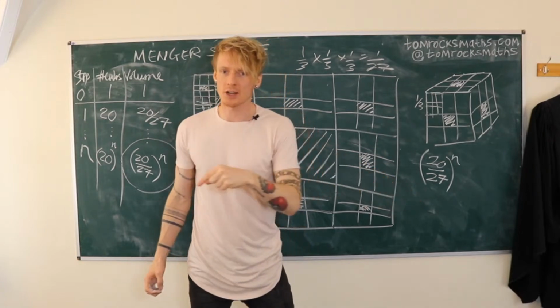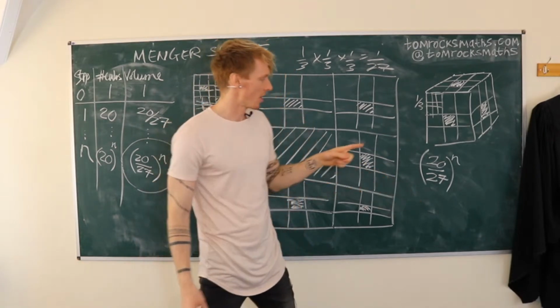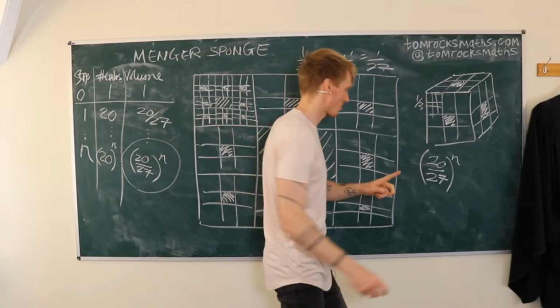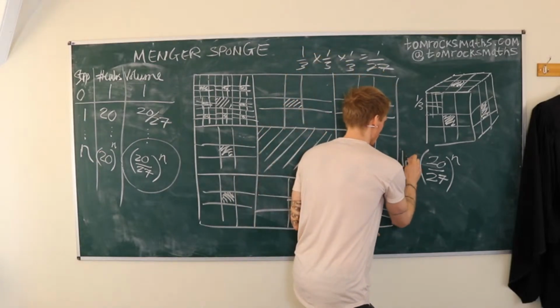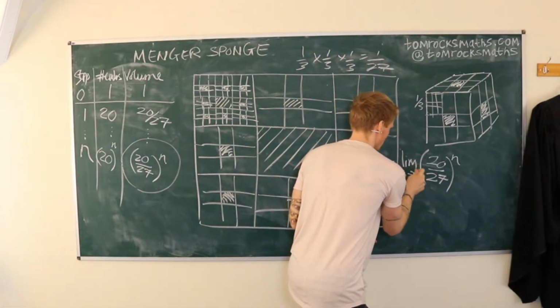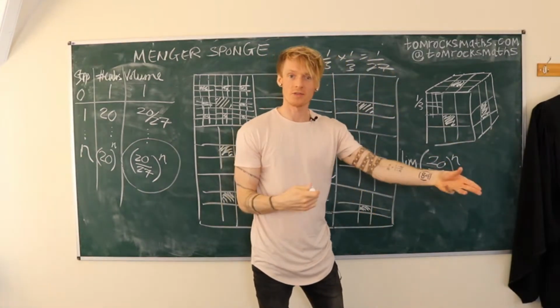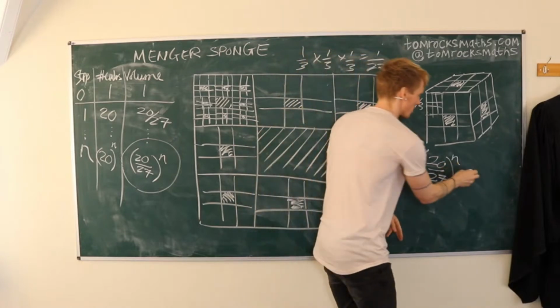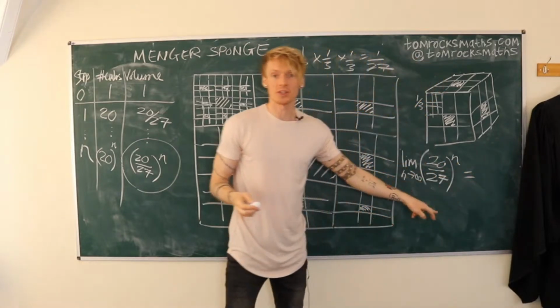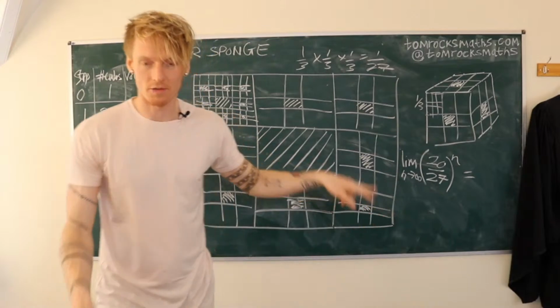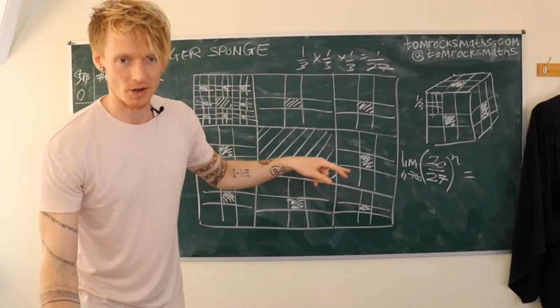So if we let n go to infinity, what will the volume do? That's what we want to know. So we want to take the limit as n goes to infinity, repeat this again and again and again, all the way through to create the whole fractal. And we want to know what that is going to be equal to. That will be the final value of the volume for our Menger sponge.